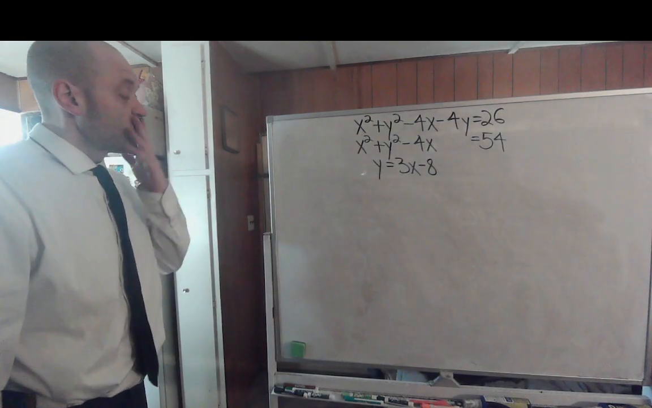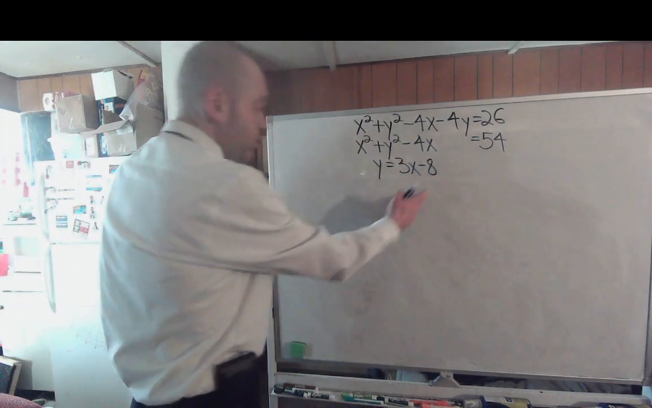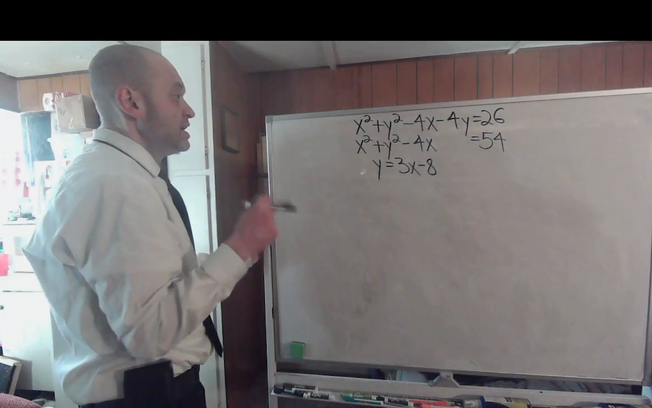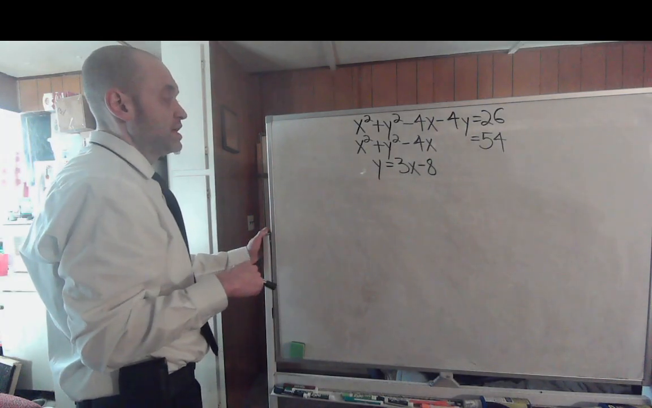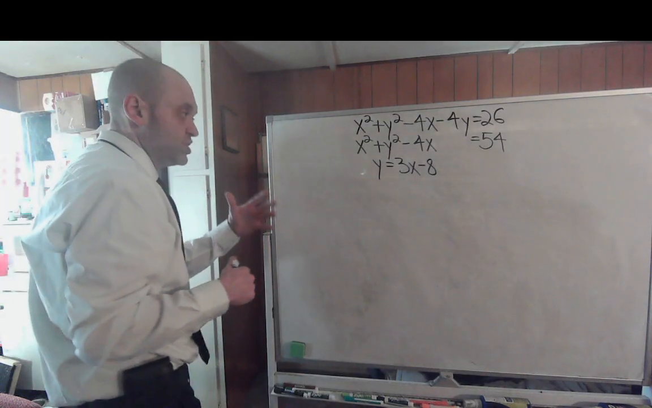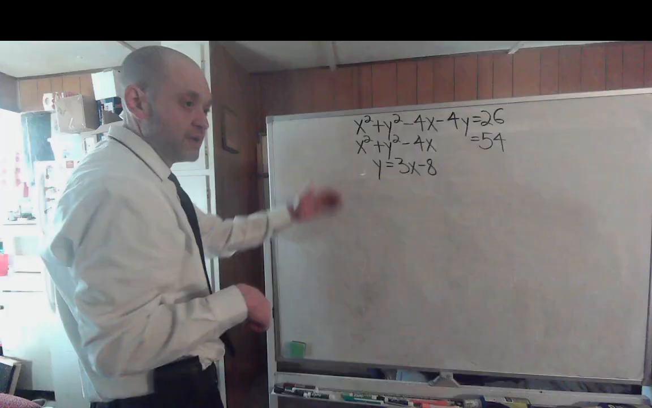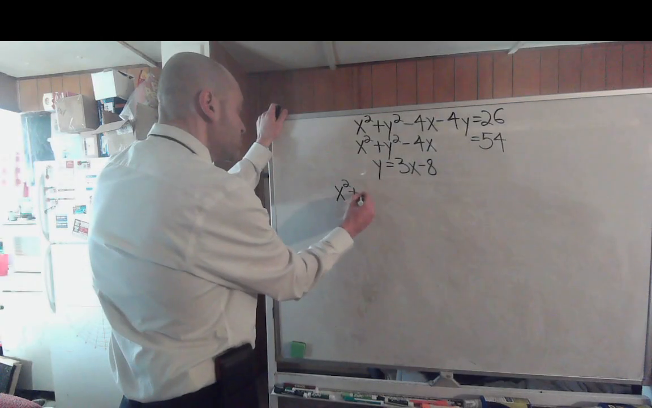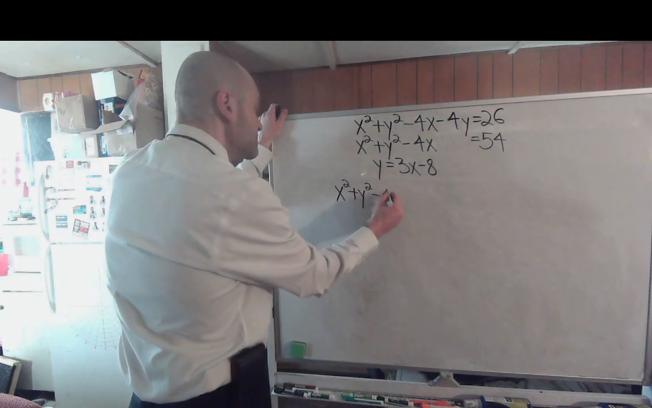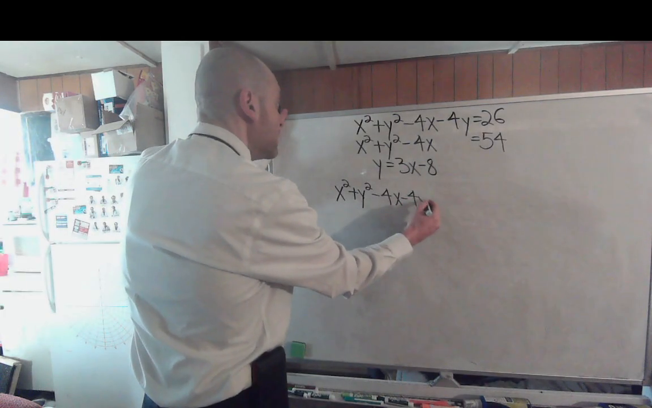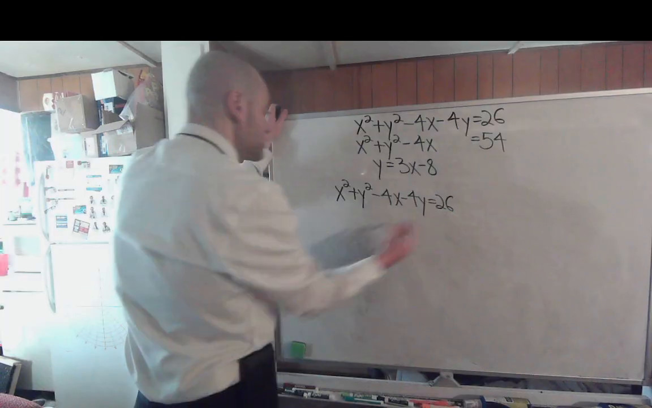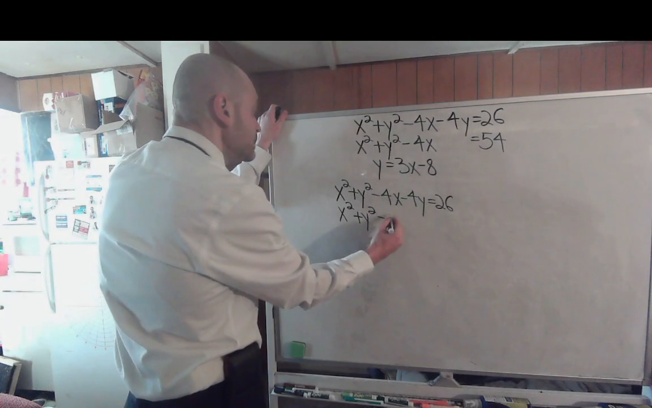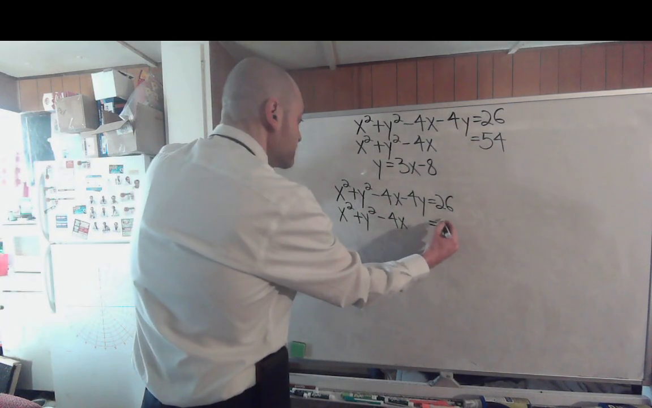So again, you have a linear equation, so I would use that as an identity. So let's take the first equation and the second equation, use elimination. So it's going to be another problem where we use both elimination and substitution. So take the first equation, x squared plus y squared minus 4x minus 4y equals 26. And then you'll also take x squared plus y squared minus 4x equals 54.